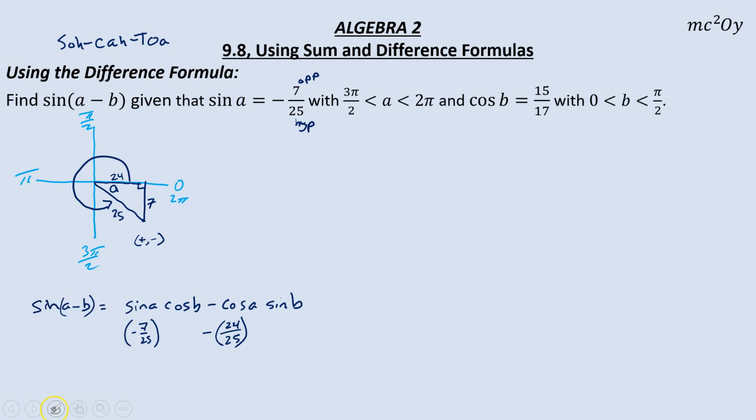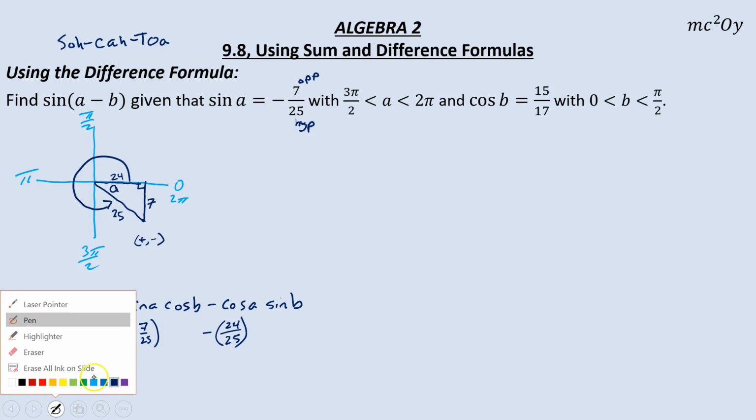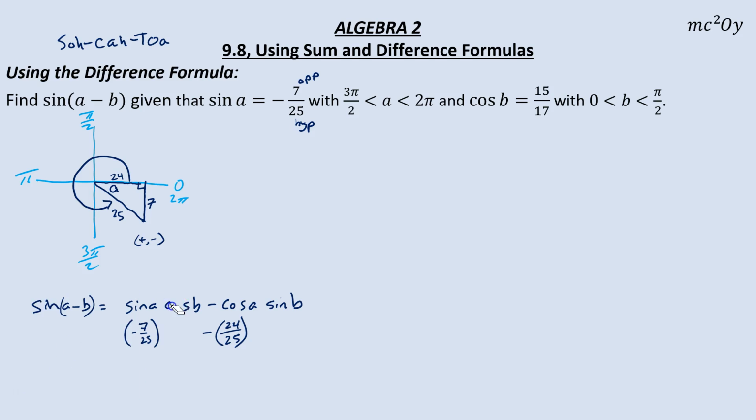To finish up this problem, we need to know cosine B and sine B. That would be dealing with my B here, right? It's kind of convenient they tell us our B stuff here. They tell us you have a unit circle, or a coordinate plane, and you rotate around between 0 and pi over 2.